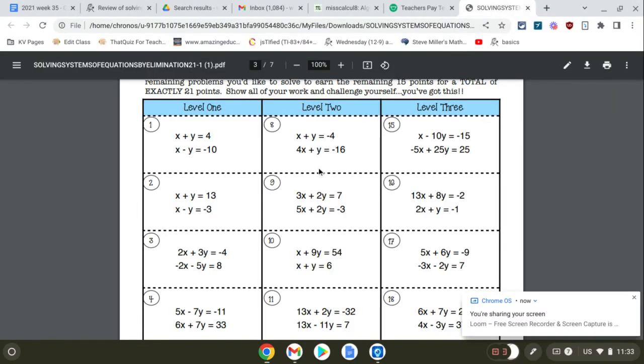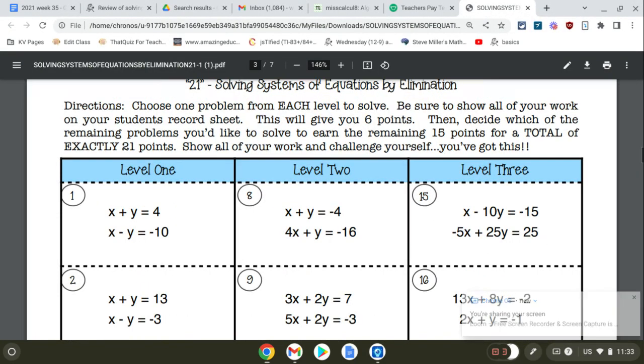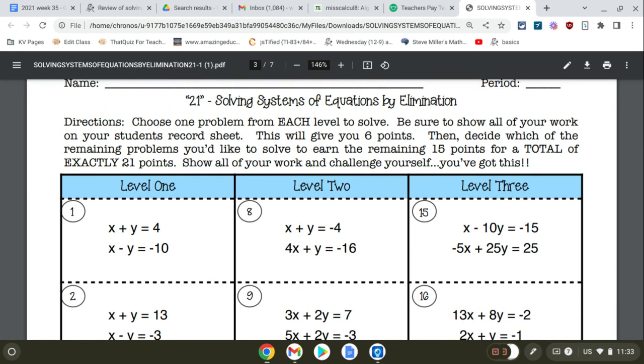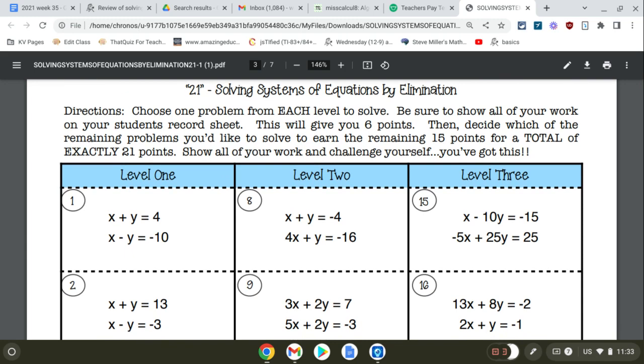All right, I wanted to walk through a few of these, actually just two of them in this video, how to do this little solving systems of equations by elimination activity. So the directions are up here. The goal is to get 21 points.